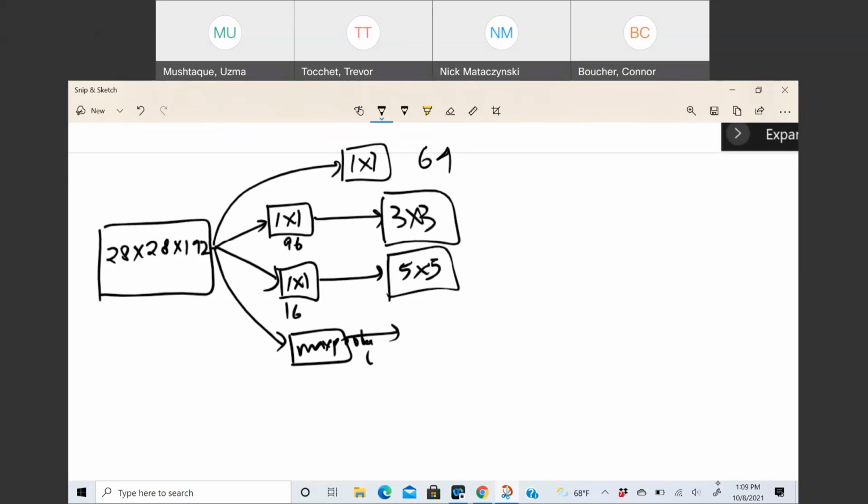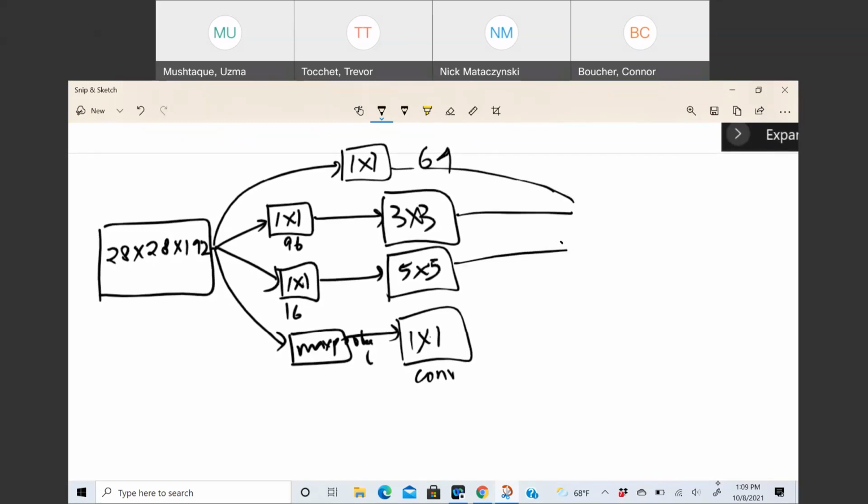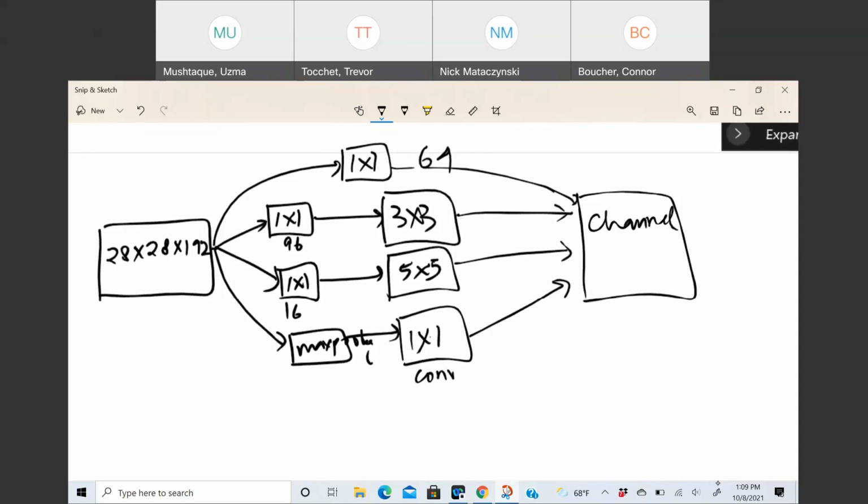And this one has, after max pooling, a 1-by-1 conv. And you can see what they do is, as I said earlier, they will stack the output of all of these. So now what you get is a channel concatenation. This is known as a channel concatenation.